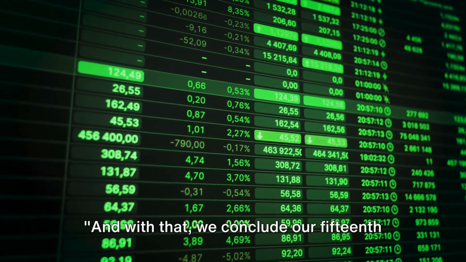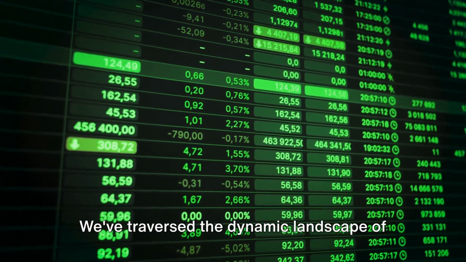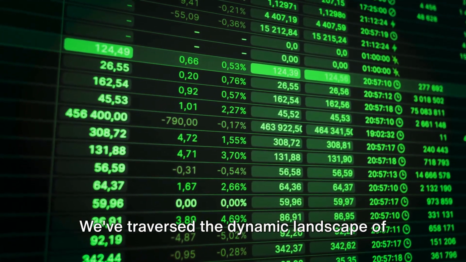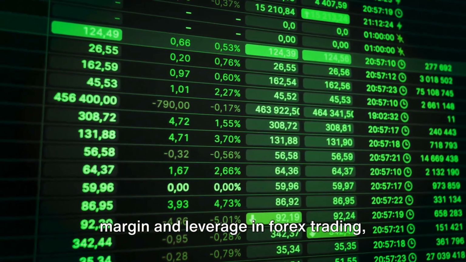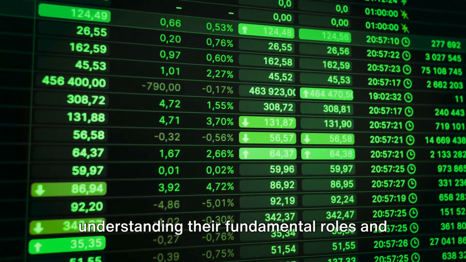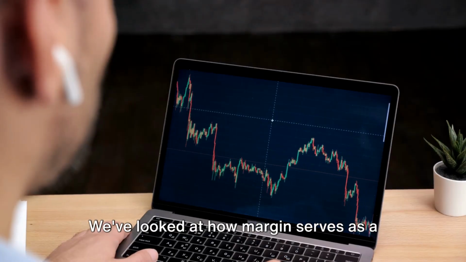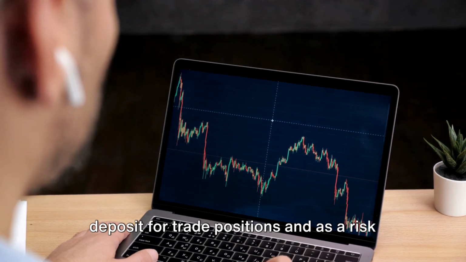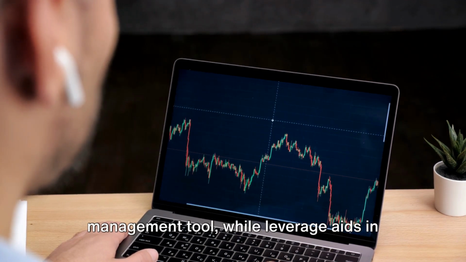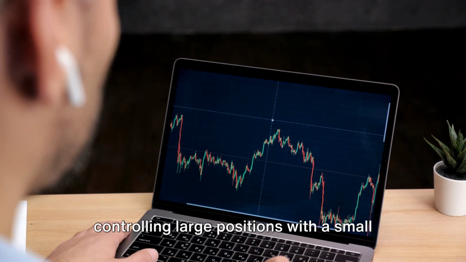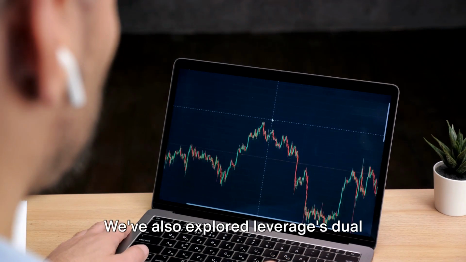And with that, we conclude our 15th lesson of Chapter 6. We've traversed the dynamic landscape of margin and leverage in Forex trading, understanding their fundamental roles and implications on trading strategies. We've looked at how margin serves as a deposit for trade positions and as a risk management tool, while leverage aids in controlling large positions with a small capital outlay.